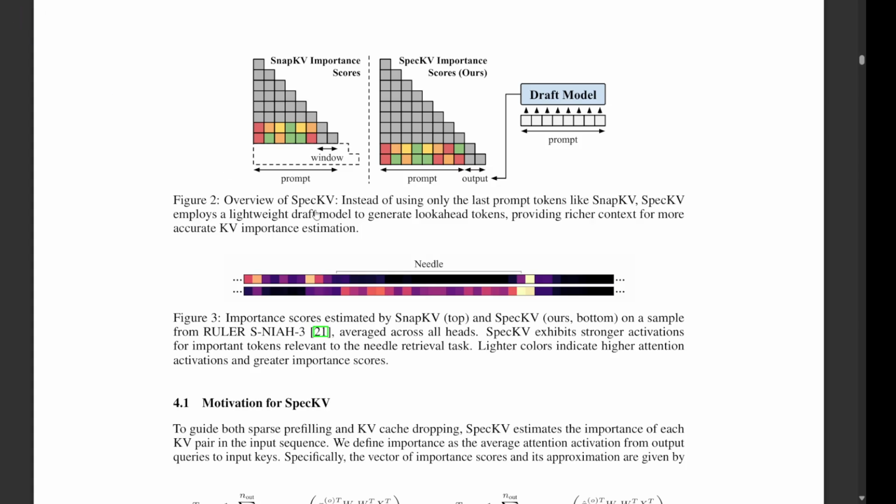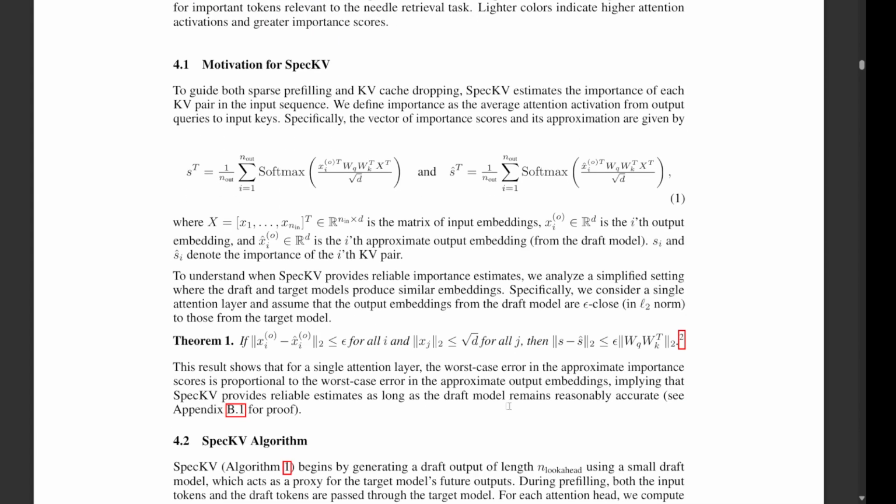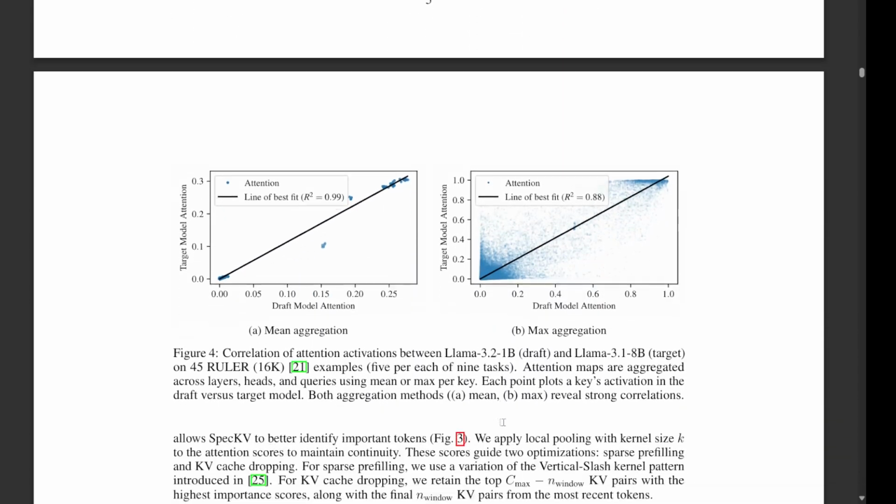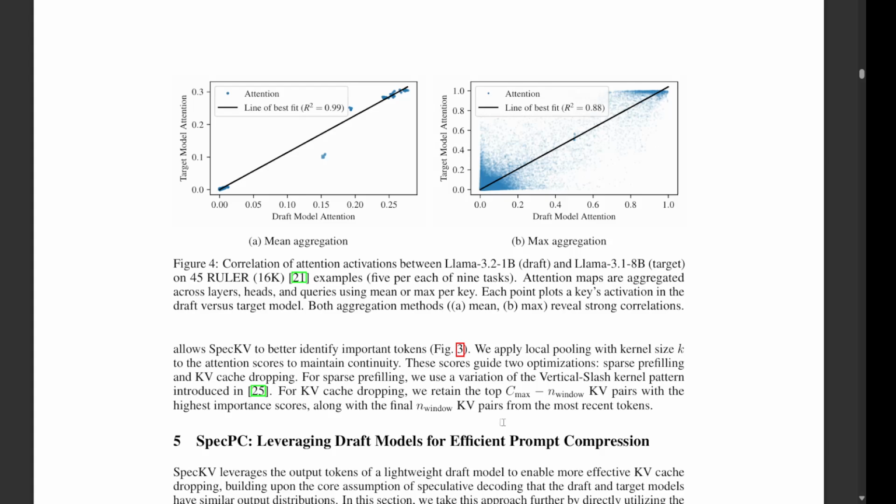And the algorithm is pretty neat. Quite elegant. Step 1. Generate some draft tokens. Step 2. Pass the input and the draft tokens through the target model's attention layers. Step 3. Calculate that cross-attention, draft queries looking at input keys. Step 4. Aggregate those scores. Step 5. Use the scores to selectively keep KV pairs or apply structured sparsity during prefill, always keeping the most recent ones too. Using the draft's future vision to prune the past cache. Got it. Okay, what about the other one?